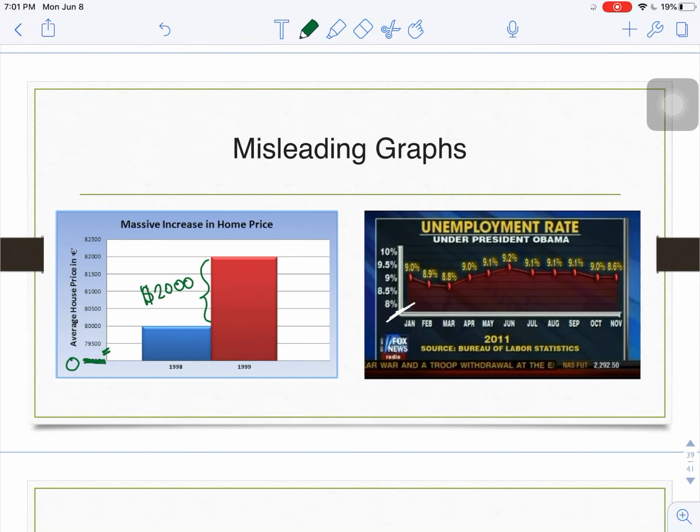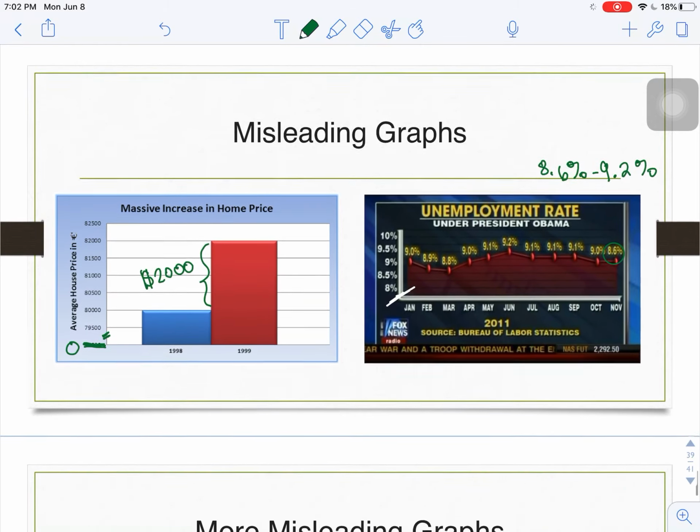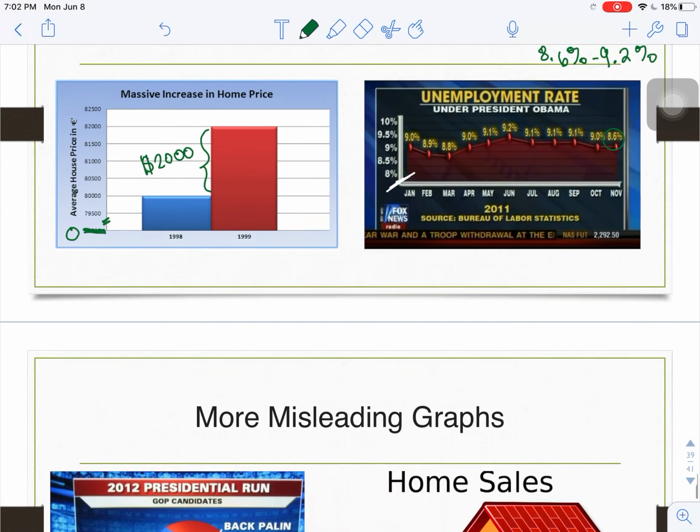So it looks like there's this huge change in unemployment when really unemployment is only varying from 8.6% to 9.2%. I'm sorry, I missed the 8.6 over here. So it's not even changing by 1%.